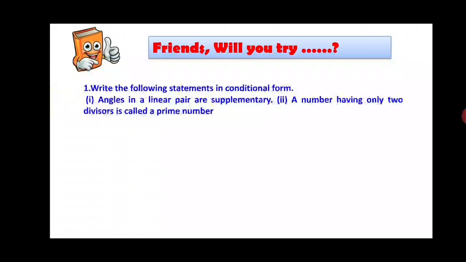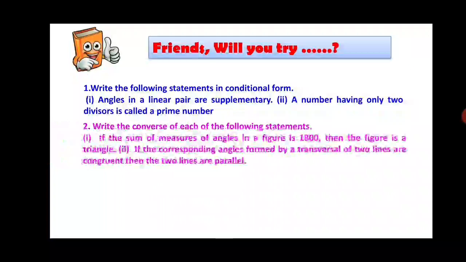Write the following statements in conditional form. Angles in a linear pair are supplementary, and one more is, a number having only two divisors is called a prime number. Second problem, write the converse of each of the following statements. If the sum of measures of angles in a figure is 180 degrees, then the figure is a triangle. Here you have to show the angular property of a triangle, but write it as the converse statement. If the corresponding angles formed by a transversal of two lines are congruent, then the two lines are parallel.